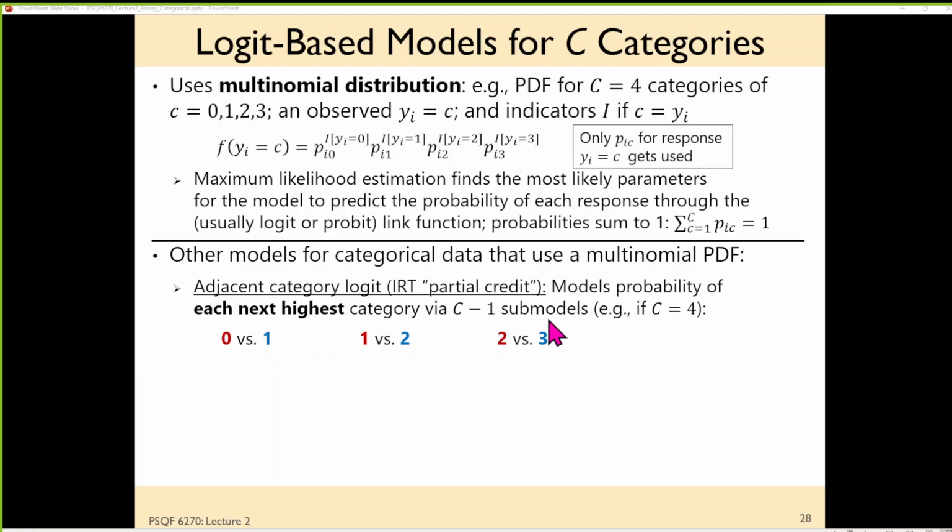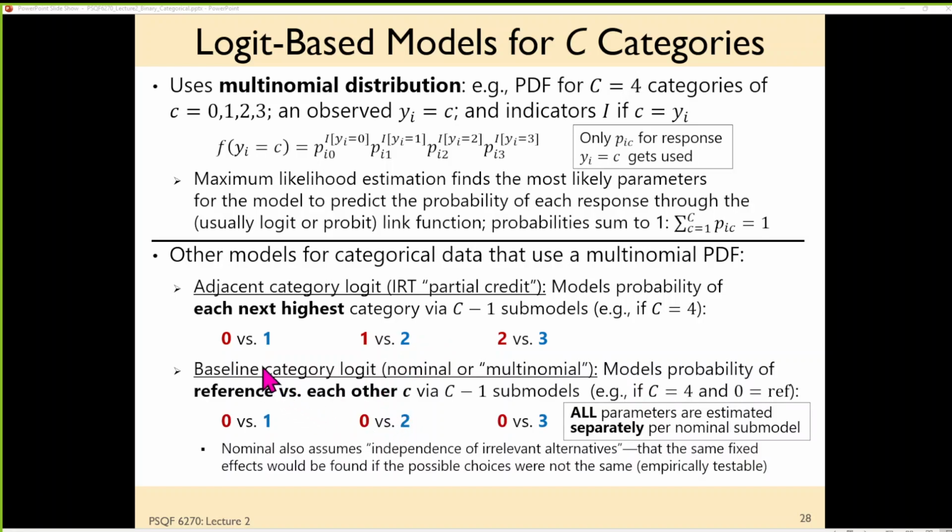No one uses it. I think part of the reason why this is less common is because you can run into problems for categories that are infrequent. So if you don't have a lot of people who said 3, then this last model is not going to be estimated well. That's still true in the other one for the ends, but it's better for the ones in the middle.